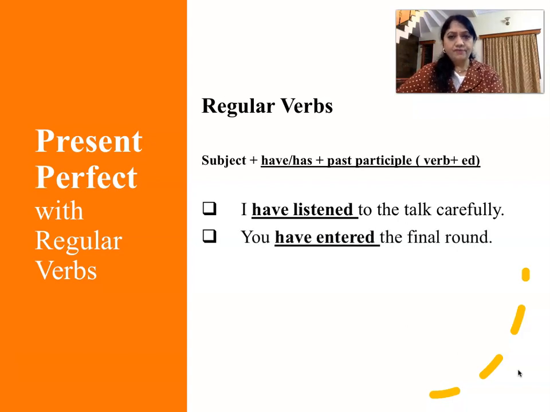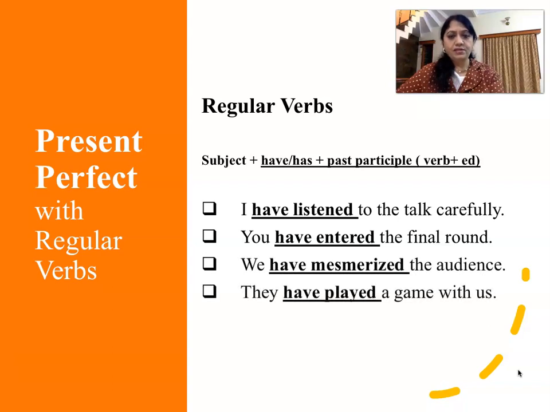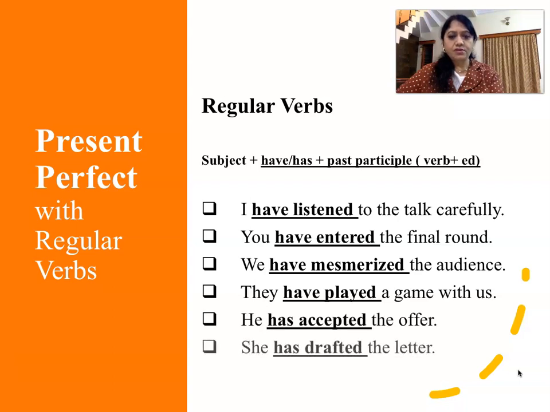You have entered the final round. We have mesmerized the audience. They have played a game with us. He has accepted the offer. She has drafted the letter. So I've made use of different subjects, I, you, we, they, he, she. So you can see how the auxiliary verb changes when it's conjugated with the subjects.